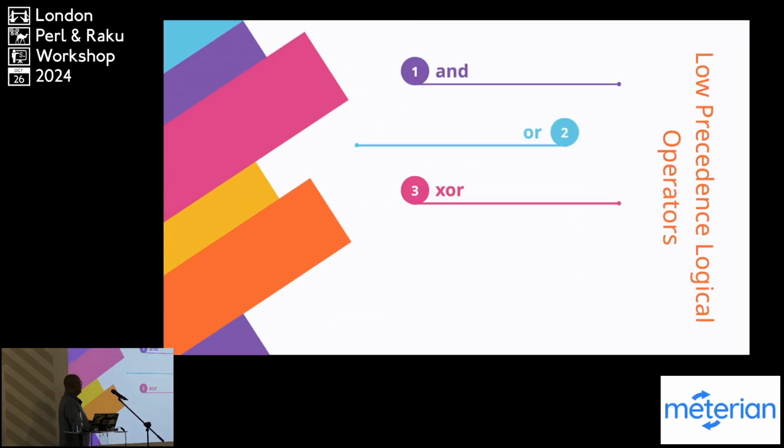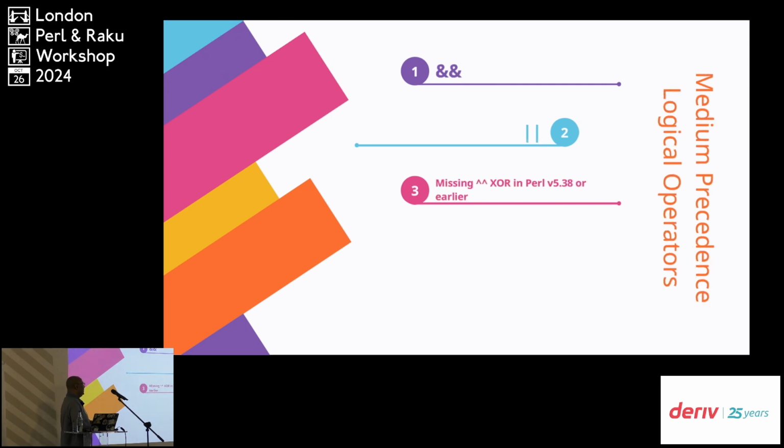Now, I'm sure most of us have used this low-precedence logical operator many times. But in medium precedence, something was missing. We had AND, we had OR, but there was no XOR equivalent for medium precedence. So I was just wondering how we survived so many years without this medium level precedence.